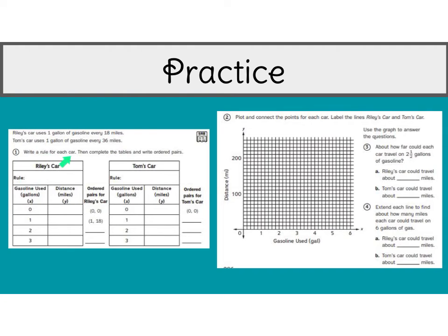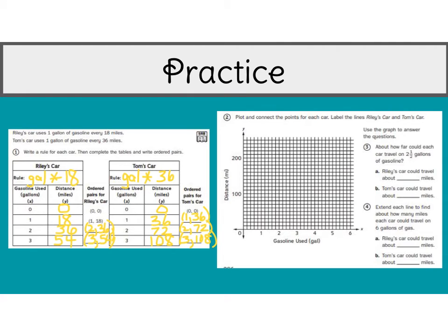Write a rule for each car, then complete the tables and write ordered pairs. So you notice we have a table here that says Riley's car. We have one here that says Tom's car. They've got a spot for us to put the rule for both of those. We're going to figure out what our corresponding terms are going to be, turn them into ordered pairs for both of the tables, and then we're going to plot those over here and answer the questions on the right.